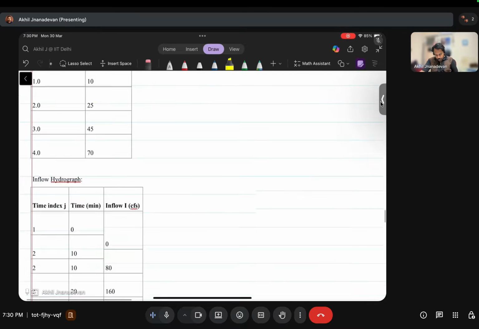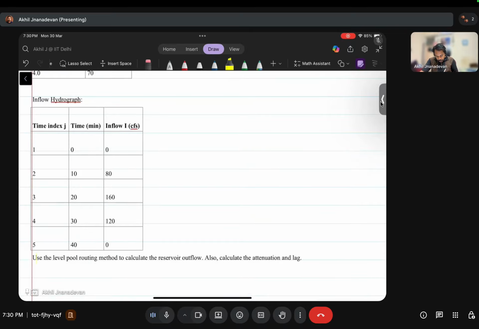Now we need to use the level pool routing method to calculate the reservoir outflow and also calculate whether there is an attenuation. What is attenuation and lag? Attenuation means the difference in the peak of the inflow and outflow hydrograph, and lag is, after the peak of inflow occurs, how much time it takes the outflow peak to occur. That is the lag. Okay.